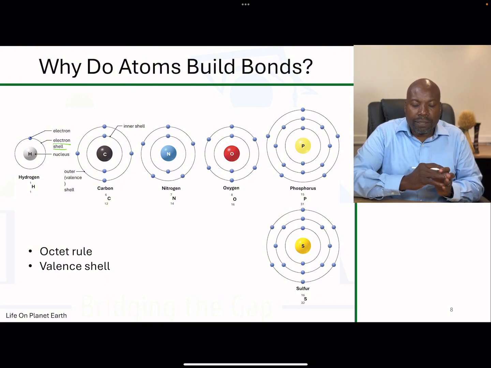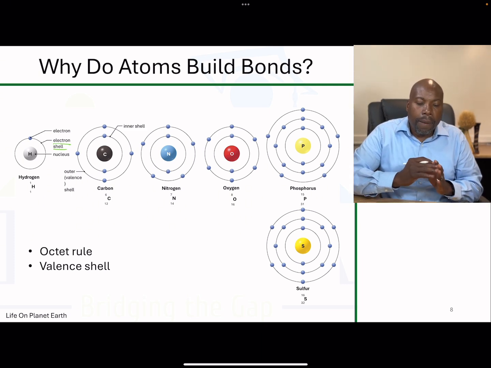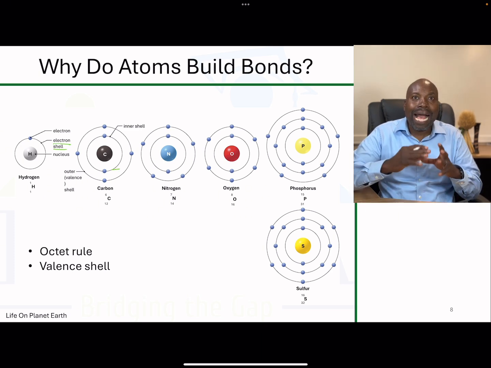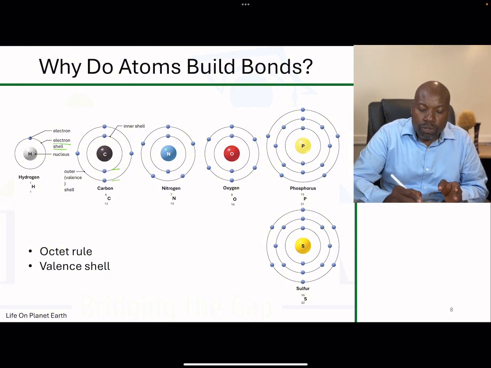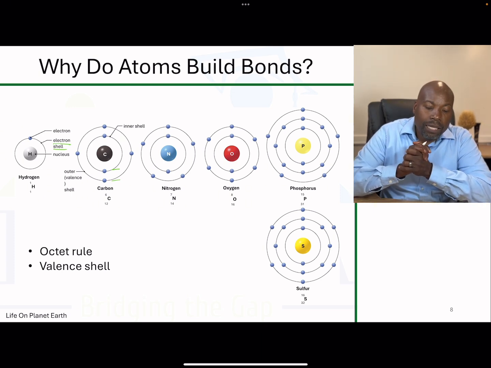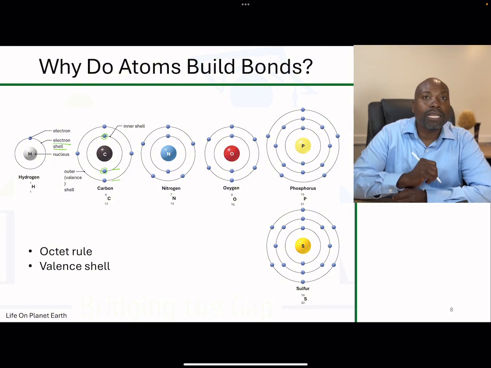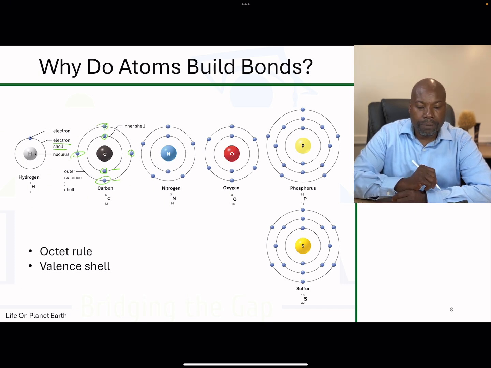Carbon has 6 electrons. These 6 electrons are distributed between the first electron shell here that can house up to 2 electrons and the second electron shell here that can house up to 8 electrons. But because carbon atom only has 6 electrons, obviously we're going to have 2 electrons in the innermost electron shell and 4 electrons in the outermost electron shell, right?